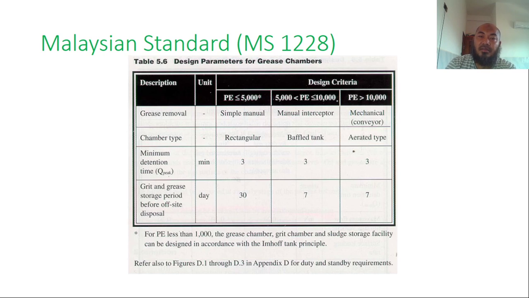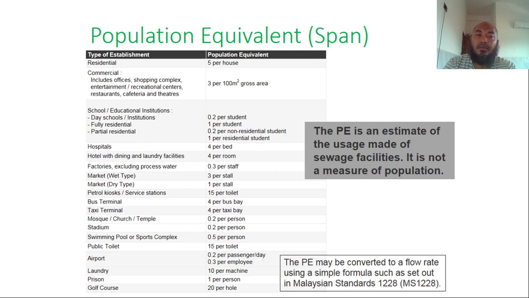This is the design criteria for the grease chamber. It depends on the PE actually. Some PE require a simple one, some require a mechanical automatic one for the grit. PE is population equivalent. We did see this already in my lecture. PE is an estimate of usage made of the sewage facility. It is not a measure of population.